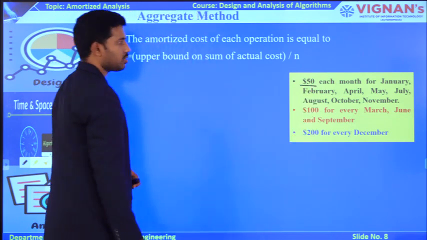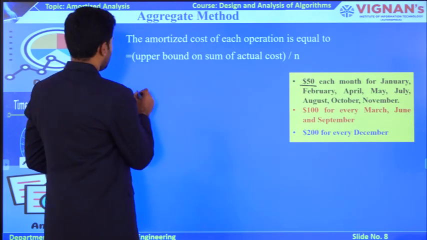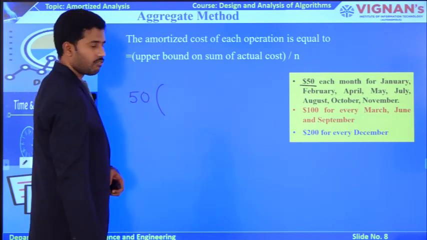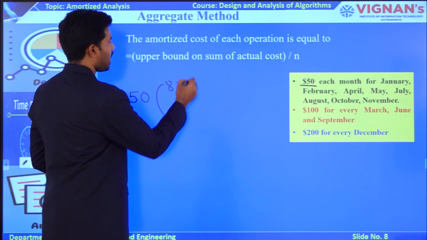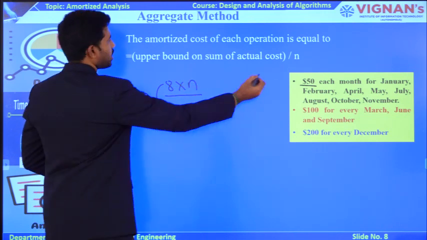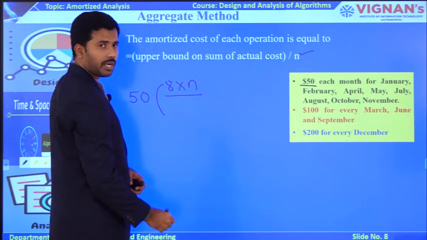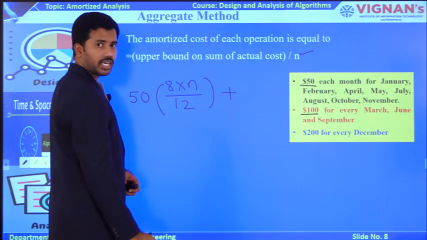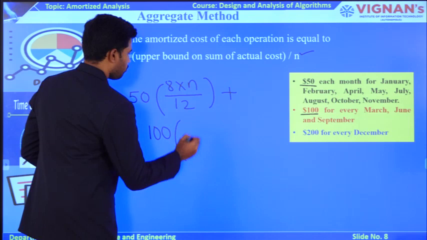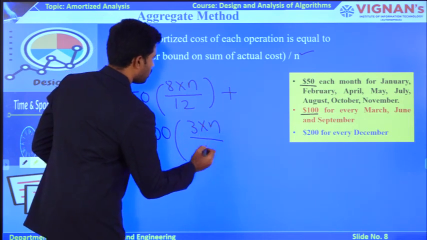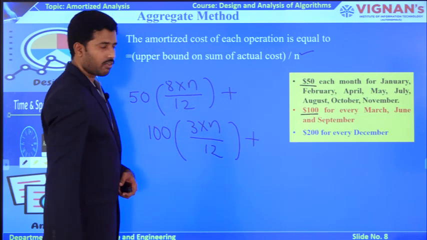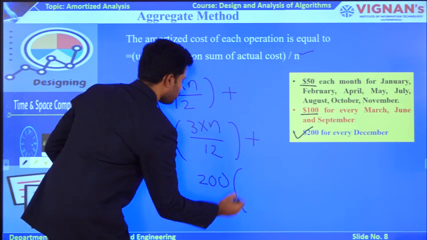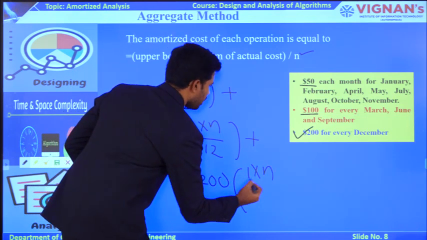Now here, for how many months are they charging $50? They are charging $50 for 8 months. A year has n number of months, so what is the n value? Every year has how many months? 12 months. Plus, for how many months are they charging $100? For 3 months, by 12. Plus, for how many months are they charging $200? Only 1 month. So 200 into 1 into n by 12.